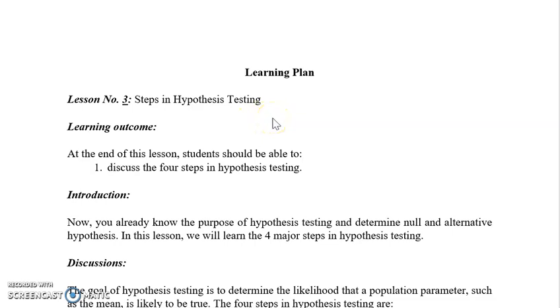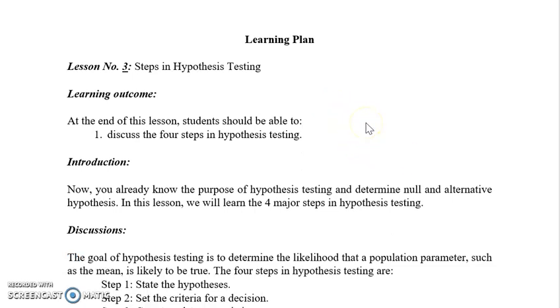In the last lesson, we discussed the basic concepts in testing hypothesis. We already know about type 1 error and type 2 error. Now we are moving forward to the steps in doing hypothesis testing. At the end of this lesson, students should be able to discuss the 4 steps in hypothesis testing.